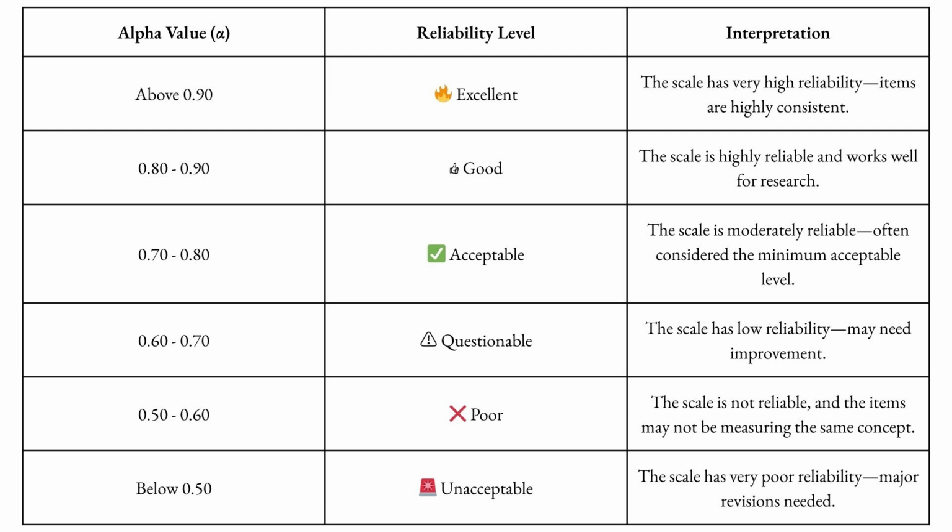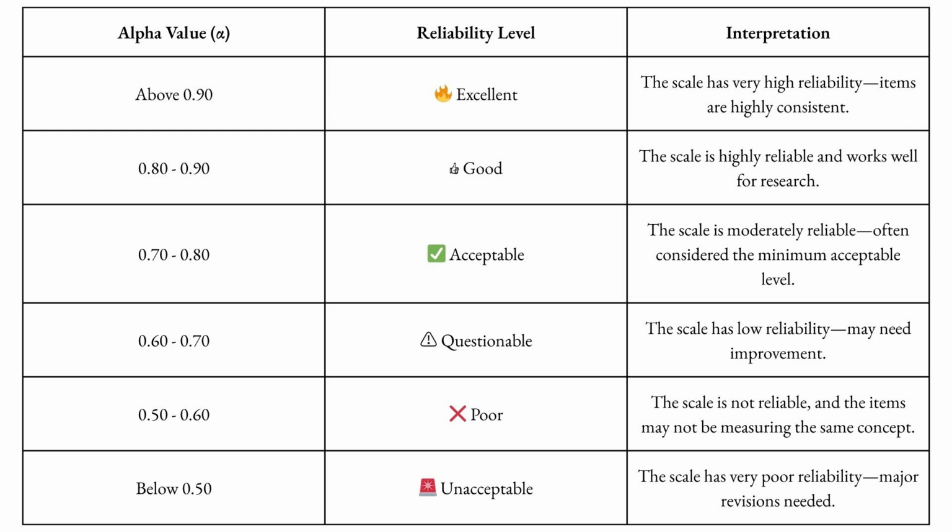Let's understand what your Cronbach alpha's value means. If Cronbach alpha is greater than or equal to 0.9, it shows excellent reliability of the questions related to each other. Cronbach alpha values between 0.8 and 0.9 show good reliability, and if it is between 0.7 and 0.8, it's an acceptable level. But if the Cronbach alpha level is below 0.7 down to 0.6, it's questionable, and if it is below 0.6, it's poor reliability.